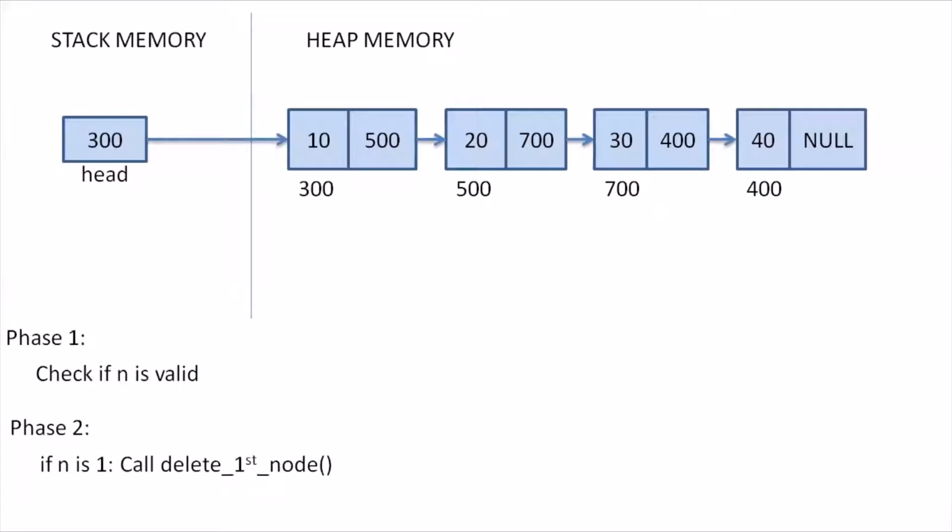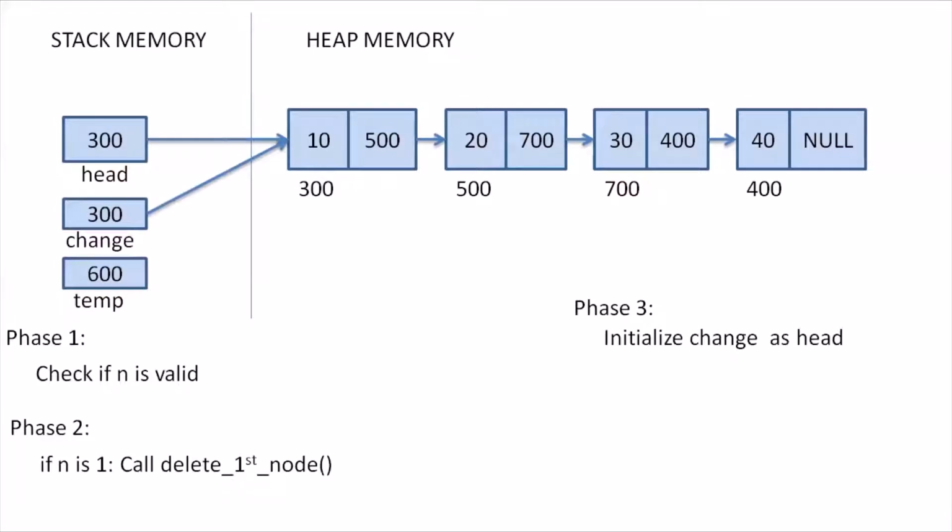Now, for the rest of the cases, when n is not equal to 1, the idea is a bit different. So here we have to first check whether n is valid or not. If n is valid, then we check if n is equal to 1 or not. If n is equal to 1, we call the function that is responsible for deleting only the first node of the linked list. We are handling the first node separately because that is the only case where head's value gets changed. For all other cases, the head's value remains unchanged.